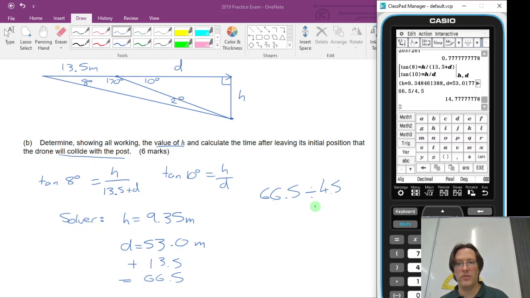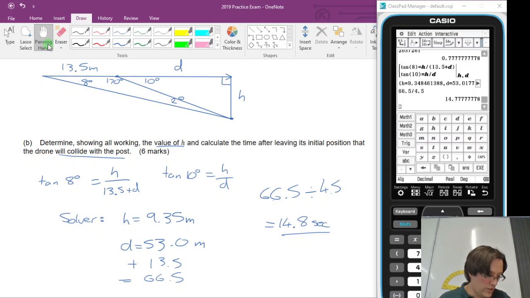That gives us 14.8 seconds. So it'll collide with the post after 14.8 seconds. Let's just double check that I've done the right thing there. Lots of ways to go wrong with this particular question. Yep, 14.8 and 9.35 are our answers there. So there we go.